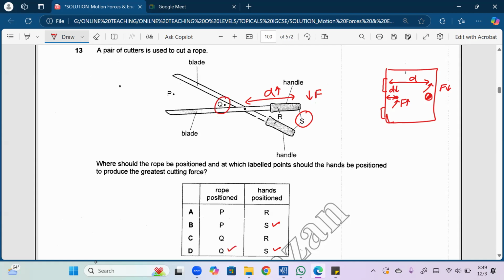And what is the reason why we have placed it at Q? Because this is the smallest distance from the pivot. This is taken to be a pivot point. So this is the smallest distance. For smallest distance, the force becomes higher. According to the formula, let's suppose this is F1 D1 and this is F2 D2. So if F1 D1 equals F2 D2, if the perpendicular distance on the right hand side is larger, the force required to cut the rope would be smaller. And if the perpendicular distance from the pivot is smaller, then the force needed in order to cut is automatically bigger, which makes it easy to cut the rope. So that's why we have chosen option number D.